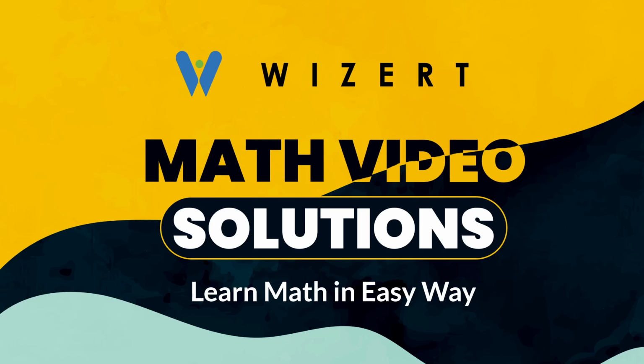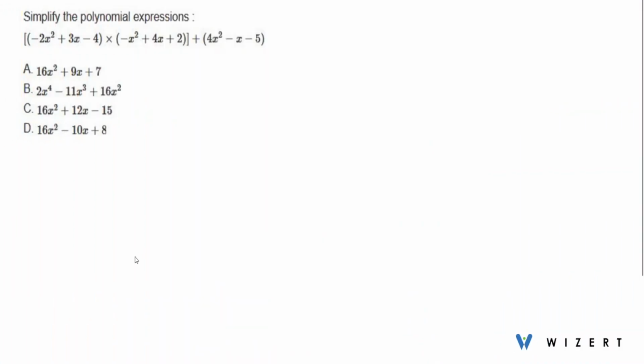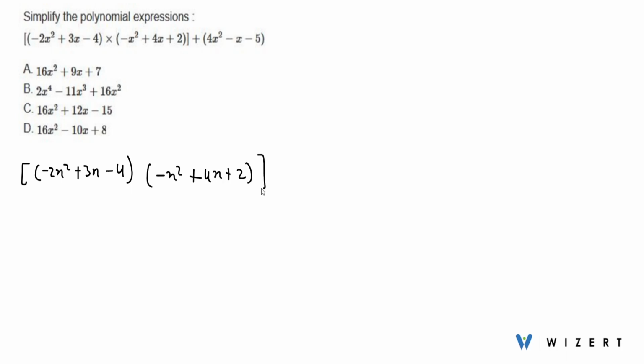So let's begin. According to the question, we have been given an expression and we have to simplify it. The expression is minus of 2x square plus 3x minus 4 multiplied by minus of x square plus 4x plus 2, and then we have plus 4x square minus of x minus 5.